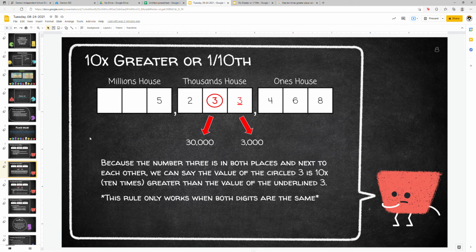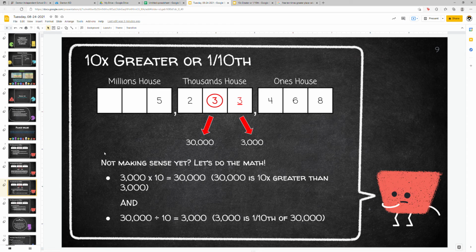Again, this rule will only work when both digits are the same. What that means is, let's look at this 4 here. This 4 is not 10 times greater than this 6. Those are different digits. If I multiplied this 6, which has a value of 60 because it's in the tens place, times 10, it's not going to equal 400, right? So they have to be the same number in both spots and next to each other for this rule to apply.